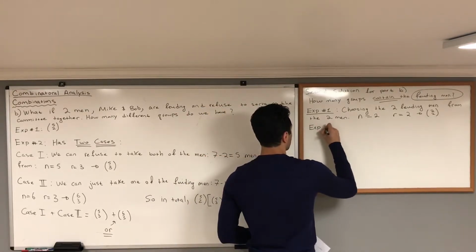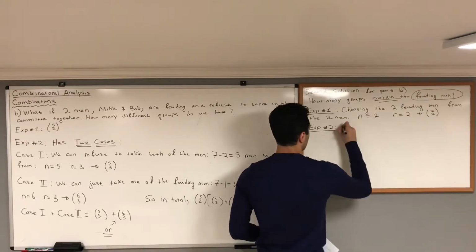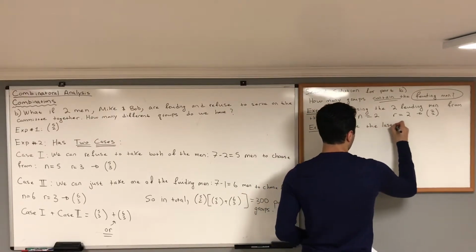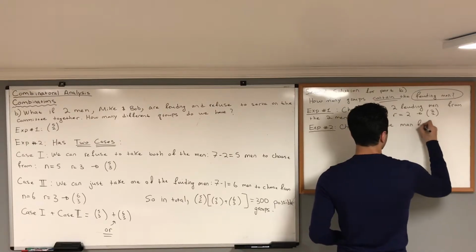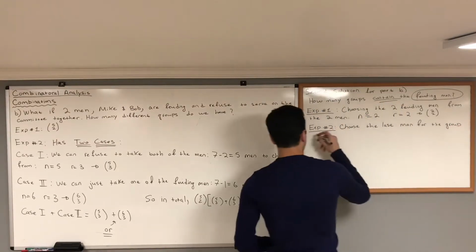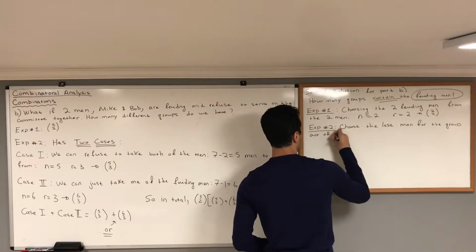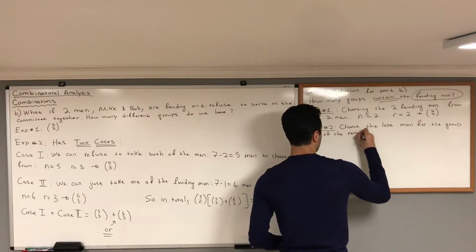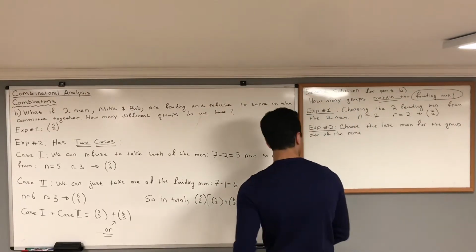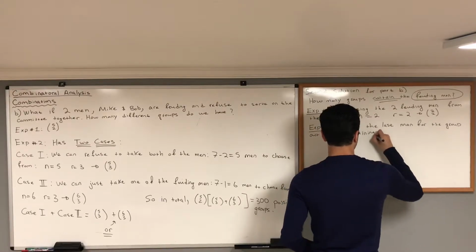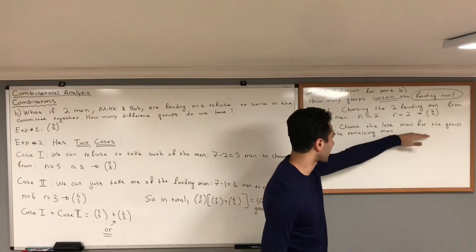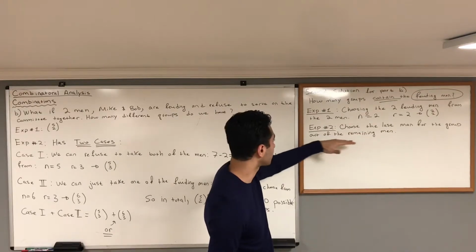Experiment number 2. Choose the last man for the group out of the remaining men. I'm telling you guys, I really can't spell today. Remaining men. Okay, what does this mean? I have to choose the last man for the group, out of the remaining men.